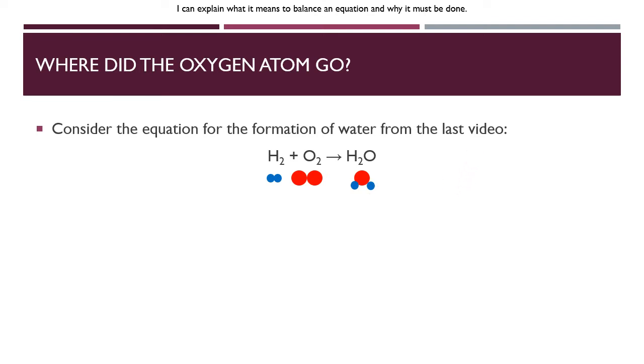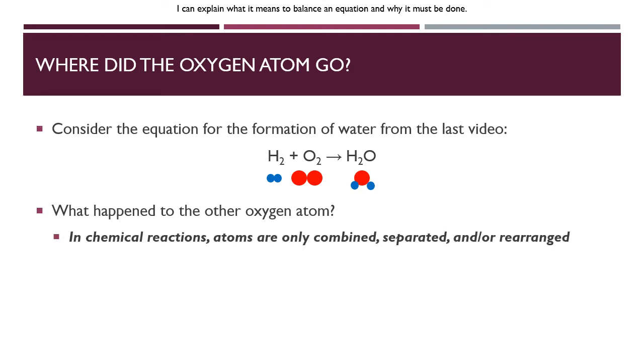You can see very clearly here that we have 1 less oxygen on the right side than we do on the left side, because I had 2 atoms of oxygen here, but now I only have 1. So the question is, what happened to the other oxygen atom? Here's what we need to recognize: in chemical reactions, the only thing atoms can do is be combined, separated, and or rearranged. We don't get to gain any atoms, we don't get to lose any atoms. So in reality, we didn't lose an oxygen atom. So the question is, where is it then?